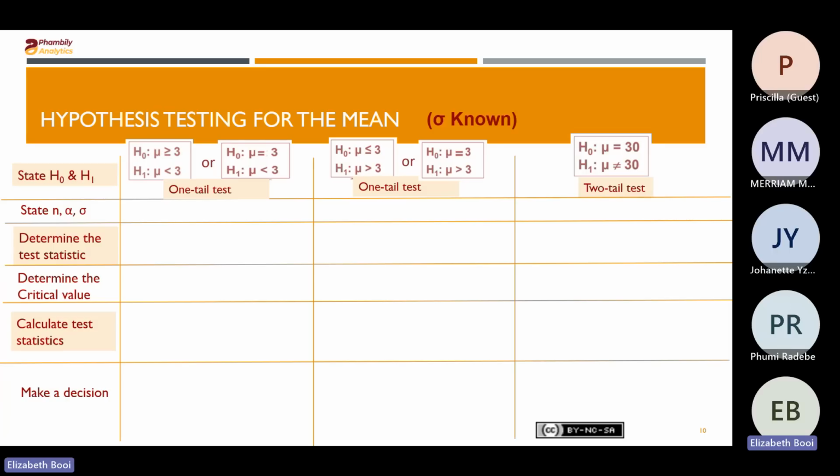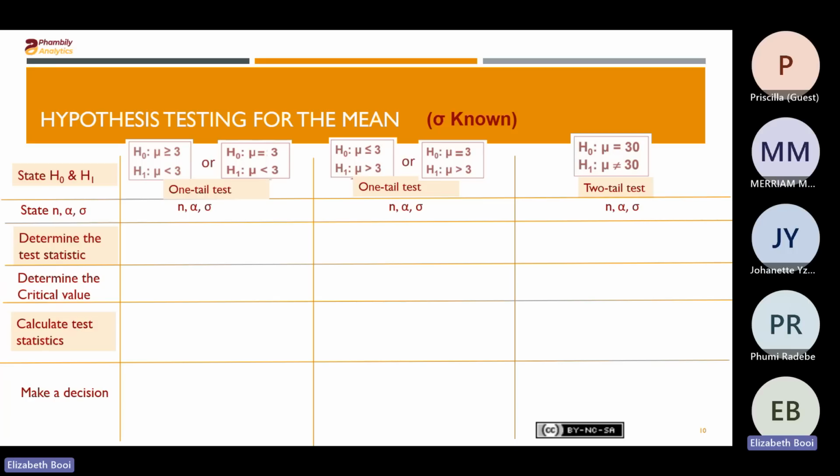When we have a two-tailed test, the null hypothesis will say the mean is equal. The alternative will say the mean is not equal. And that is a two-tailed test. It's very important to remember all that: one-tailed test, two-tailed test. So we state what we are given in the question.